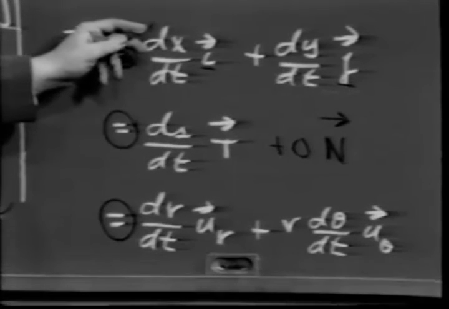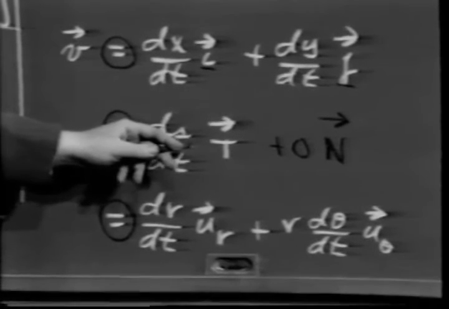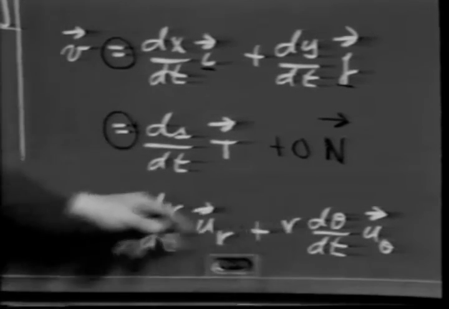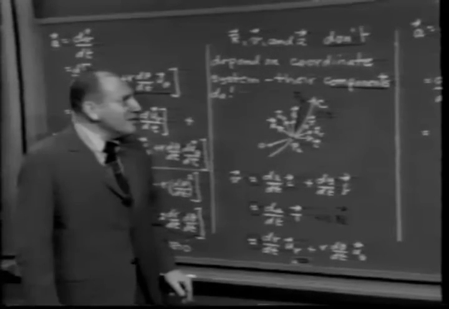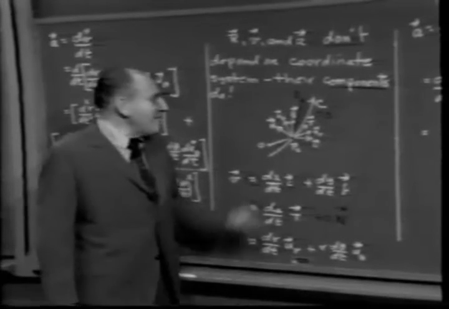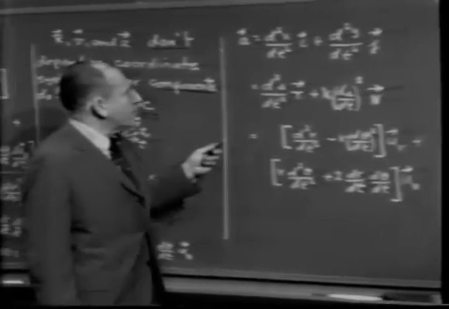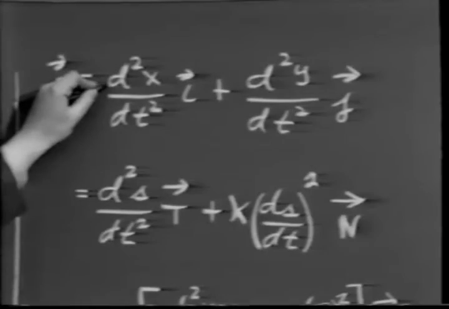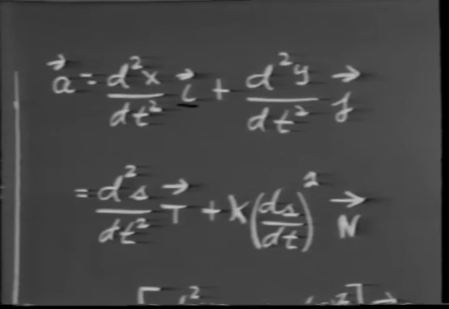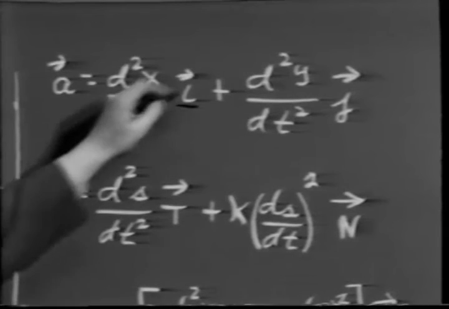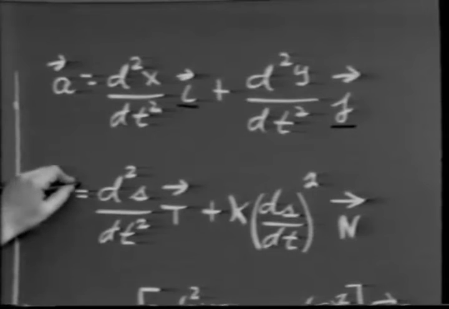We use this when horizontal and vertical motion are important. We use this when we're interested in motion along the curve, and we use this primarily in central force fields. But it makes no difference. It's the same velocity vector. And in a similar way, it's also the same acceleration vector, whichever system you happen to use. Namely, if we use Cartesian coordinates, the acceleration vector is the second derivative of x with respect to t times i, plus the second derivative of y with respect to t times j.